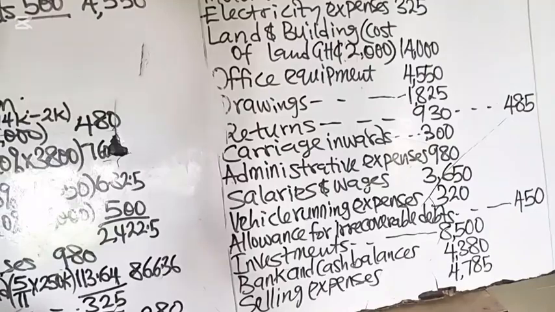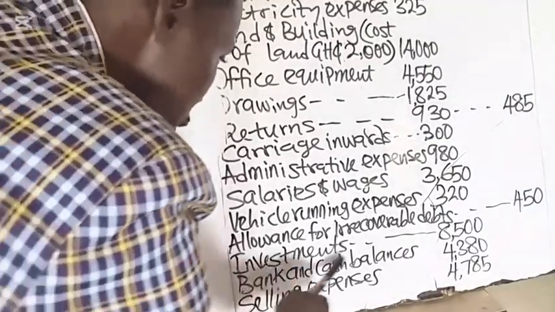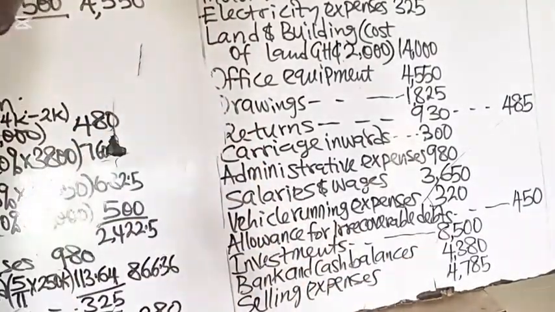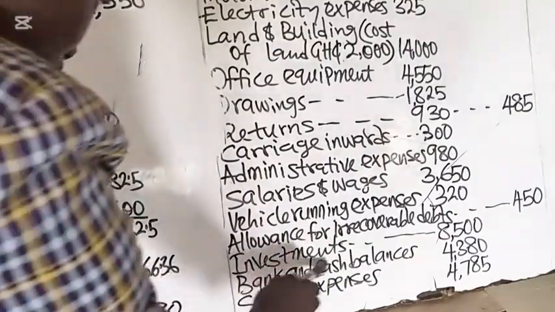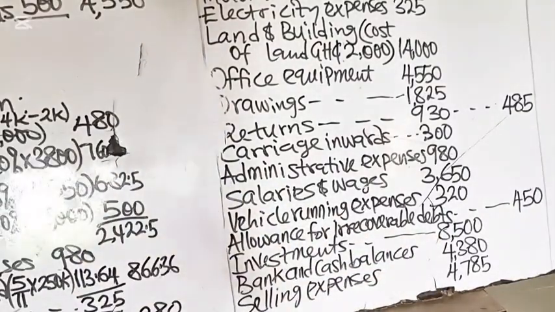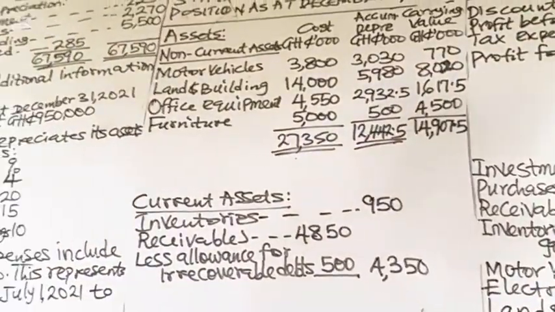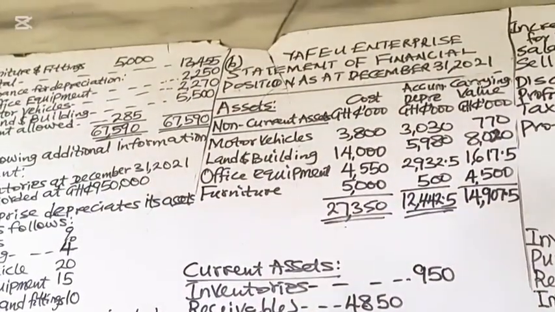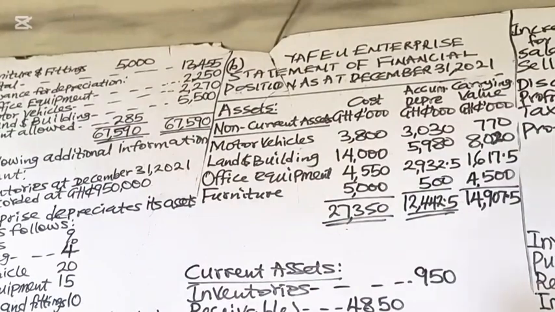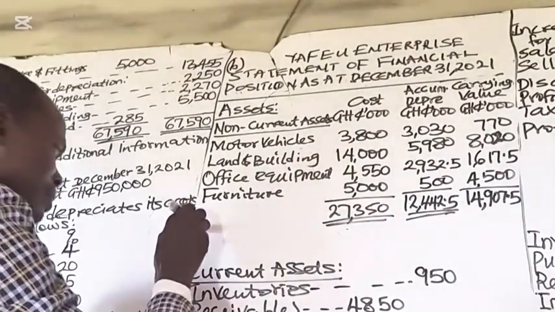Lest I forget, we have investments of 8,500 in the trial balance. The investment is part of the non-current assets. Therefore, the 8,500 should form part of our non-current assets. So let me add that. So we have investment.